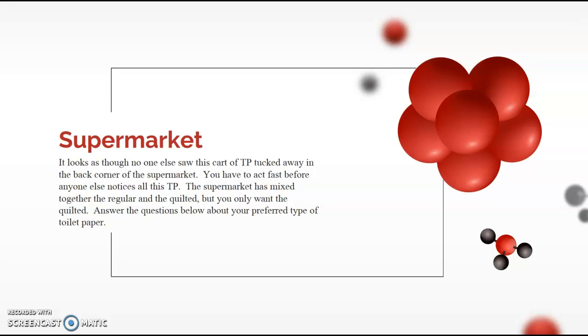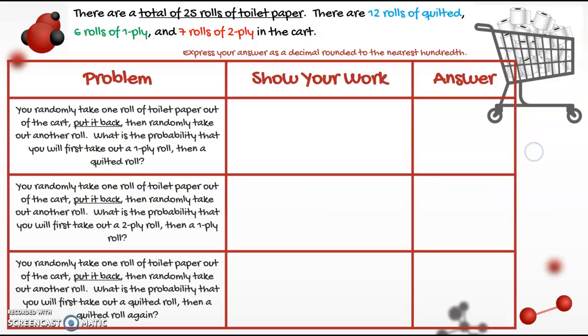It looks as though no one else saw this cart of toilet paper tucked away in the back corner of the supermarket. We have to act fast, or somebody else would notice all this toilet paper. There's all kinds mixed together, regular, quilted, and different plies. So we need to find out what type of toilet paper from this cart we're going to end up getting. Up here, we know we have 25 rolls of toilet paper total. 12 rolls are quilted, 6 rolls of 1-ply, 7 rolls of 2-ply in our cart.